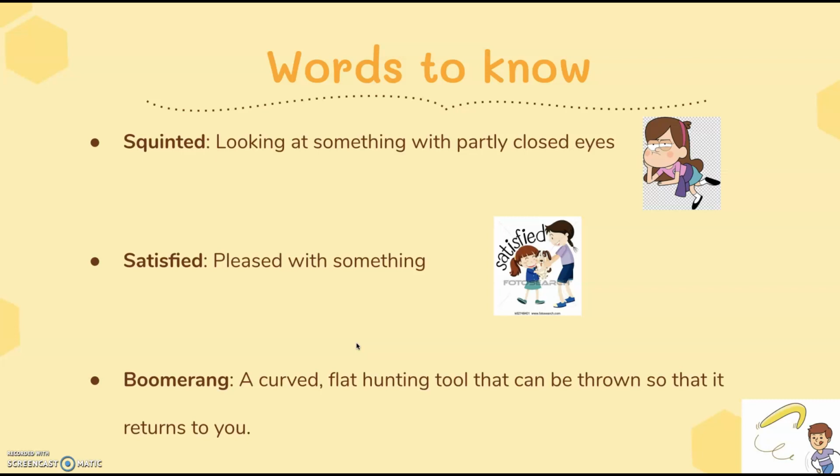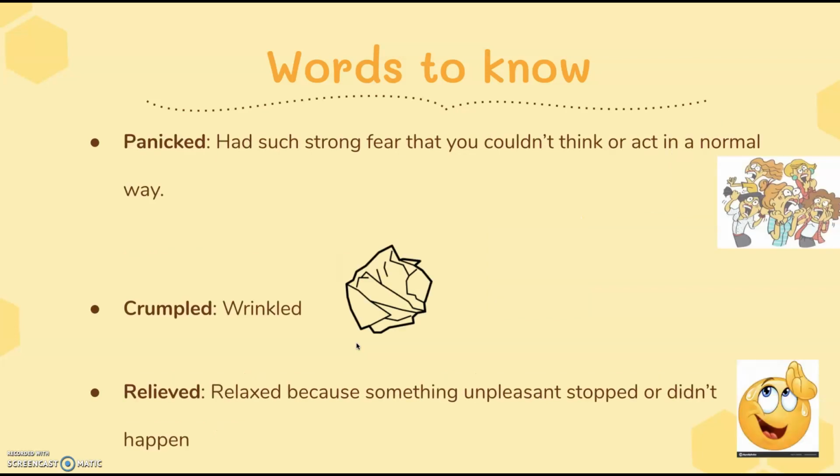We have the word boomerang. A boomerang is a curved, flat hunting tool that can be thrown so that it returns to you. So if you look at the little boy, he threw it, and if you notice, it turned around and is coming back to him. We have the word panicked, which is to have such strong fear that you couldn't think or act in a normal way. So if you look at those girls, they are panicking, they are not acting normal.